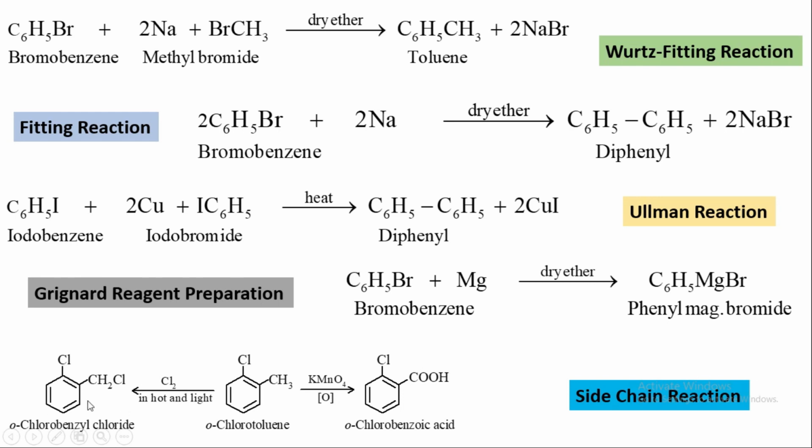Like we have ortho-chlorobenzyl chloride, we can prepare it from chlorotoluene. So from toluene we get benzyl chloride. Here it is chloro substituted toluene, so we will again get chlorination on the methyl group. And if we see the reaction with KMnO4, toluene gives benzoic acid. So this is chlorotoluene, and we will get chlorobenzoic acid. So these are a few side chain reactions.